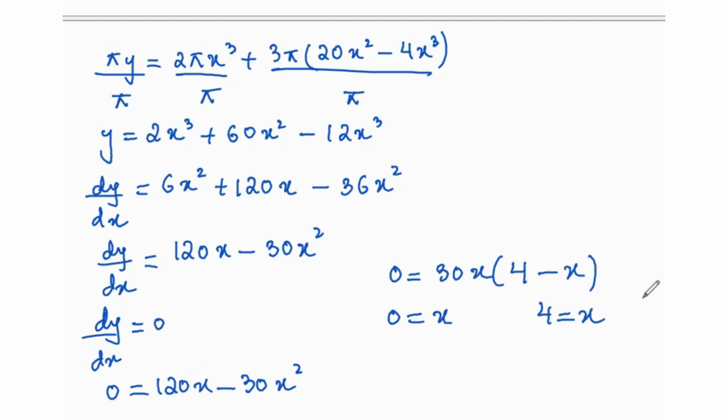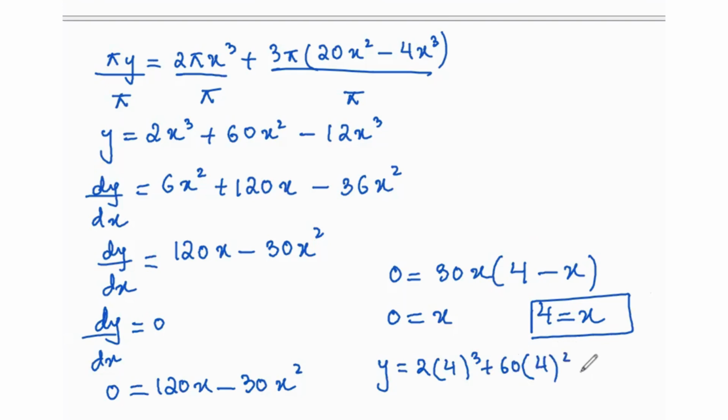So for the maximum value, obviously y cannot be 0, so we put x equals 4 to find the maximum value of y. So y equals 2 times 4 cubed plus 16 times 4 squared minus 12 times 4 cubed. That is going to give us 320. That is your answer.